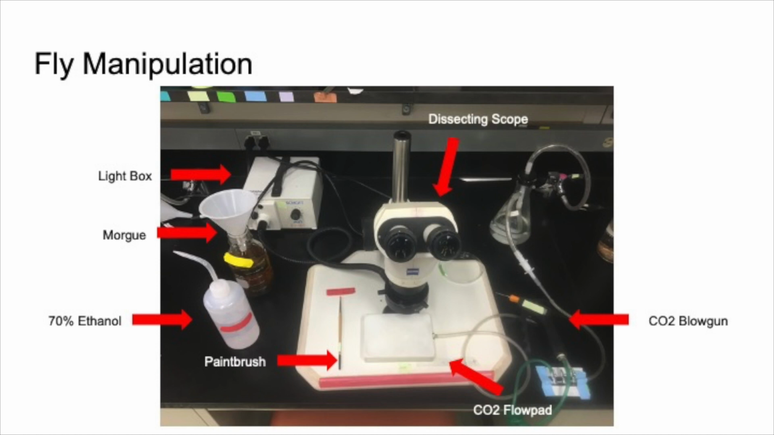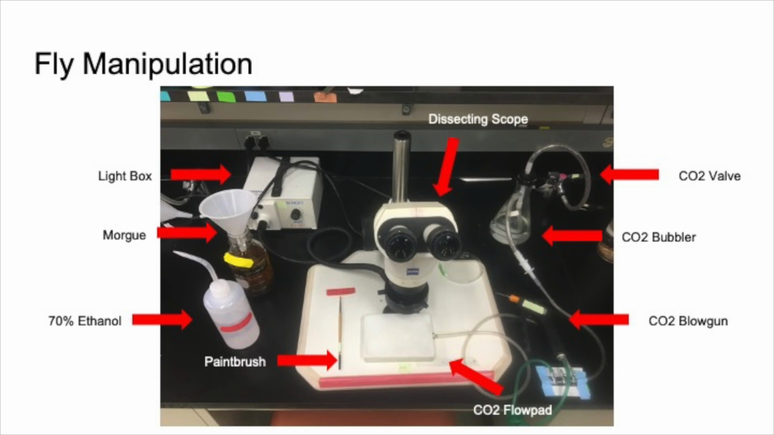Both the flow pad and the blowgun are connected to the CO2 bubbler, which is a flask filled with water that the CO2 is bubbled through to humidify it. Humidifying the CO2 prevents the flies from desiccating or drying out while they're on the pad, and it also reduces static, which makes it much easier to work with the flies. Finally, the whole CO2 system is connected to the CO2 valve, which controls the CO2 system.